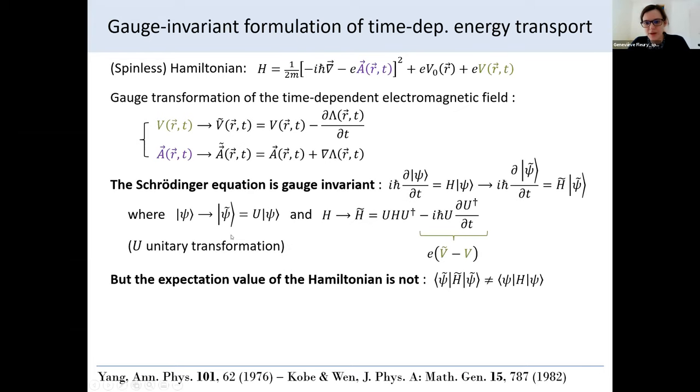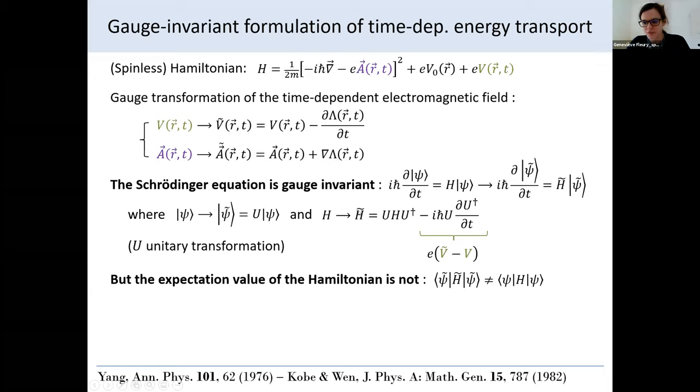You probably remember, it's just a reminder that if we do a gauge transformation, it induces a unitary transformation U on the wave function, while the Hamiltonian is modified that way. And the Schrödinger equation is kept invariant under the gauge transformation. But the expectation value of the Hamiltonian is not gauge invariant. And you can see it here.